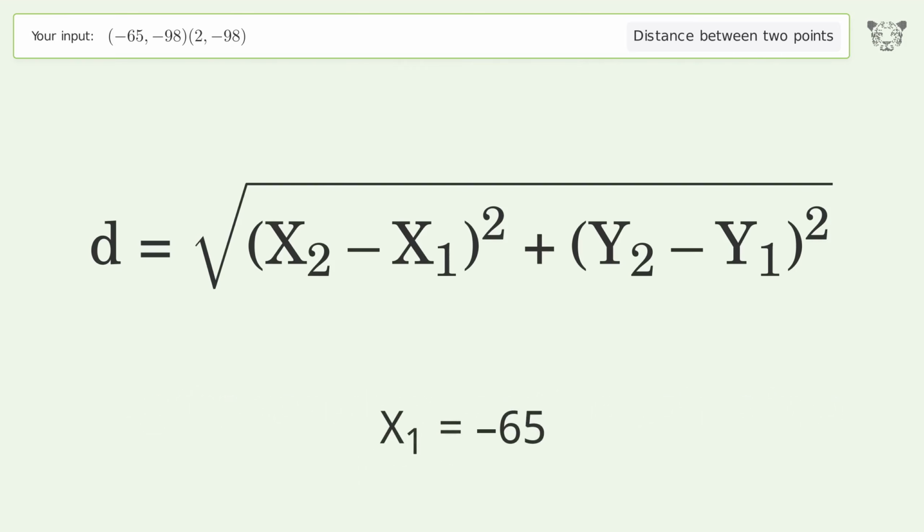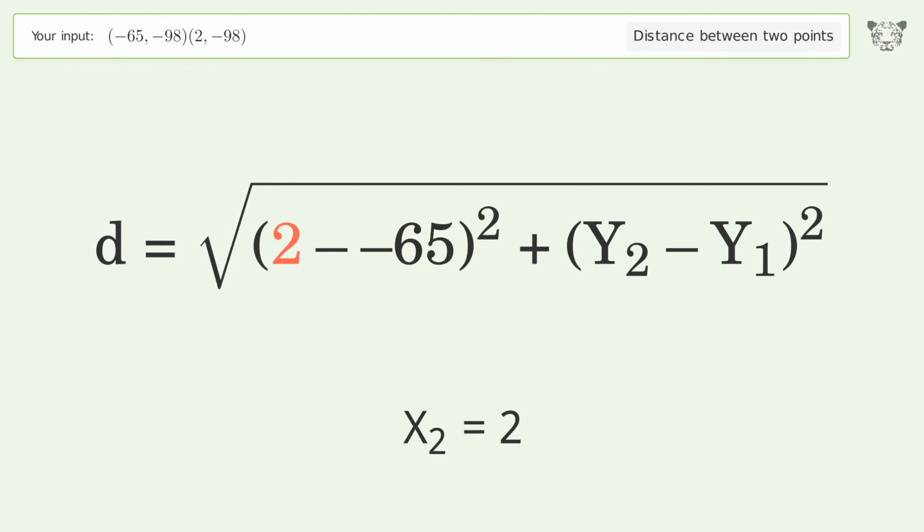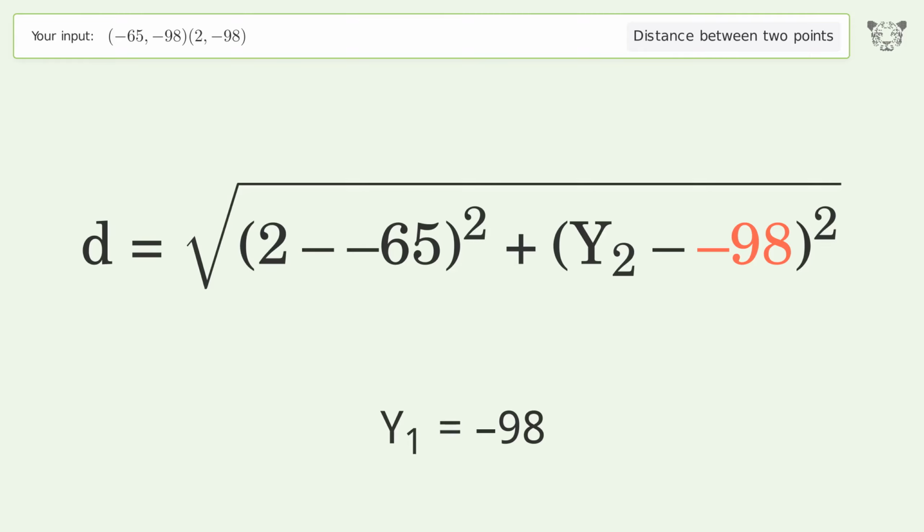x1 equals negative 65. x2 equals 2. y1 equals negative 98. y2 equals negative 98.